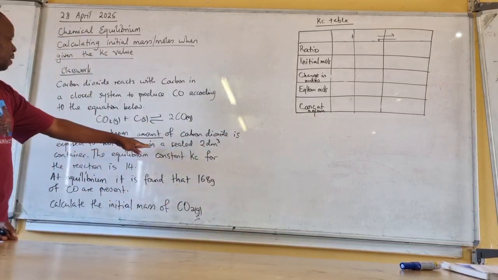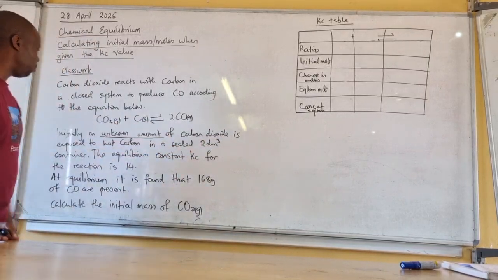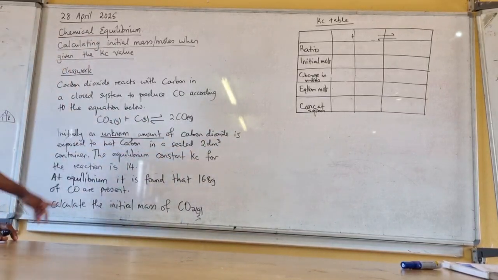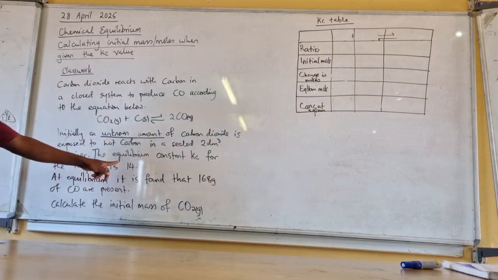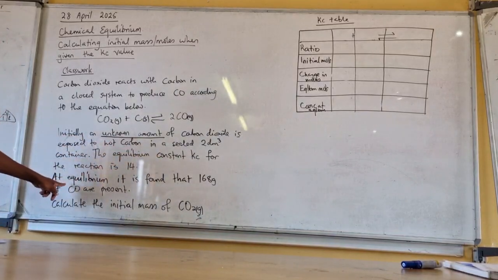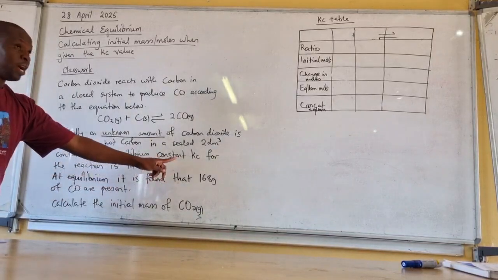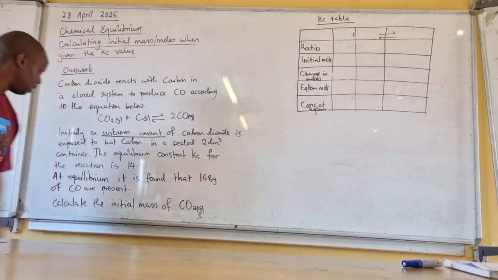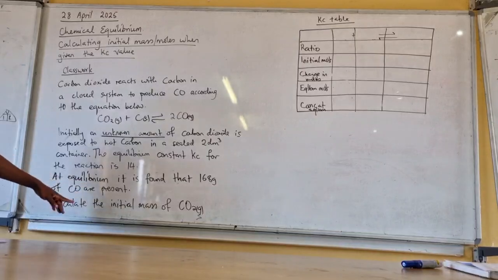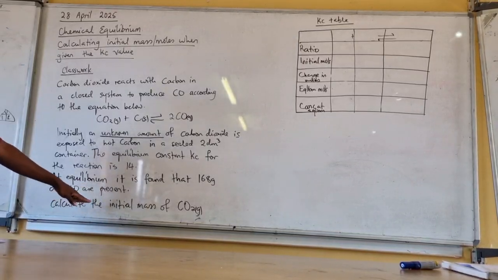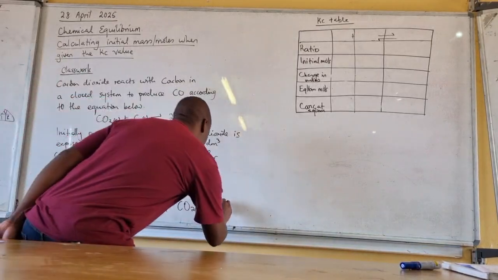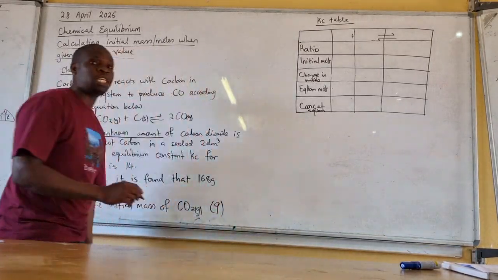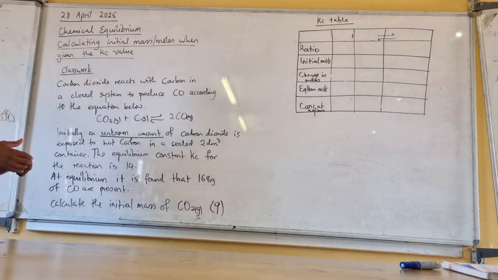The initial amount of carbon dioxide is exposed to hot carbon in a sealed 2 cubic decimeters container. The equilibrium constant Kc for the reaction is 14. At equilibrium, it is found that 168 grams of carbon monoxide are present. Calculate the initial mass of carbon dioxide. A 9 marks question.